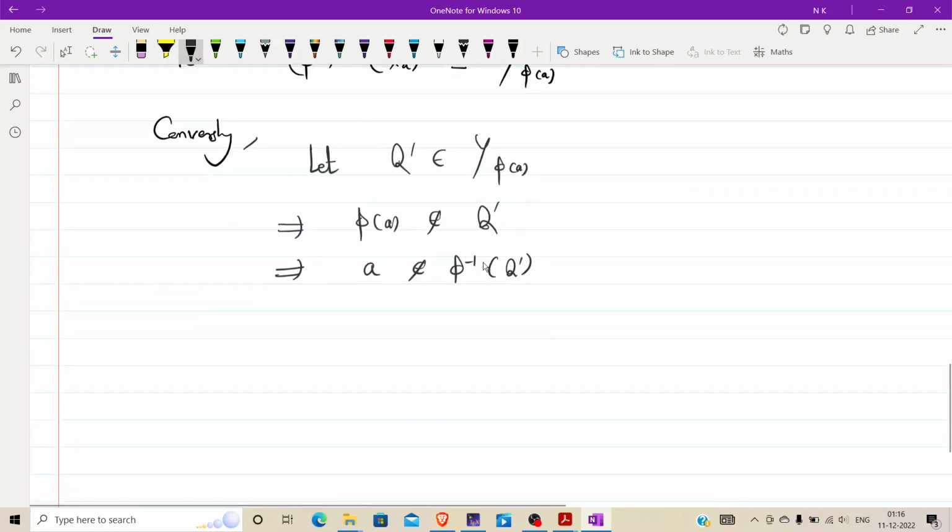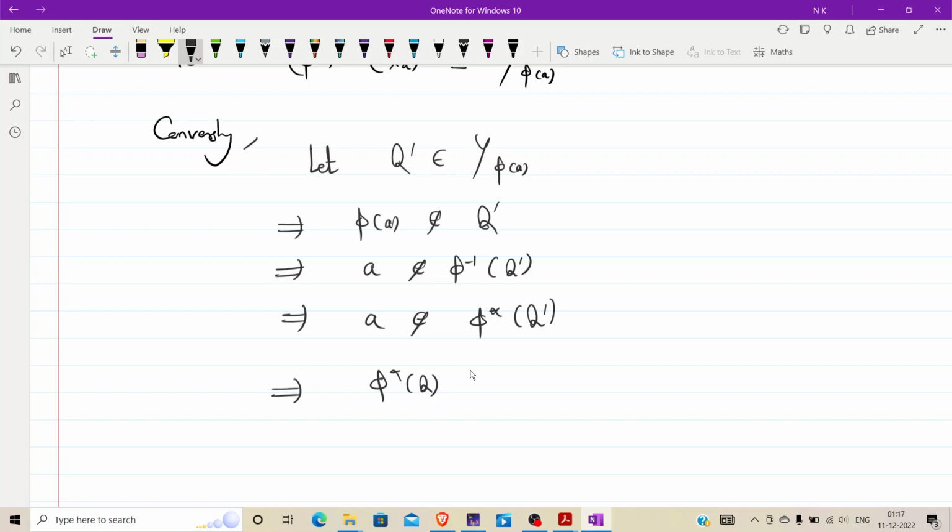Now if a does not belong to phi inverse of Q', this simply means a does not belong to phi star of Q'. So what does that mean? That means Q' belongs to phi star inverse of X_a. But how can I be sure about it? Let me tell you. a does not belong to phi star of Q', that means phi star of Q' does not contain a. So this particular set belongs to X_a, and since this belongs to X_a, Q' belongs to phi star inverse of X_a.